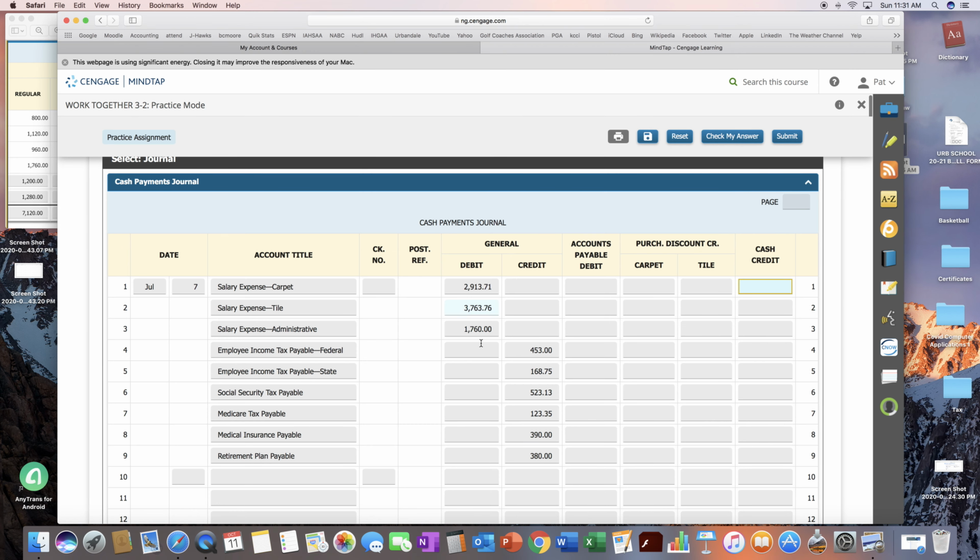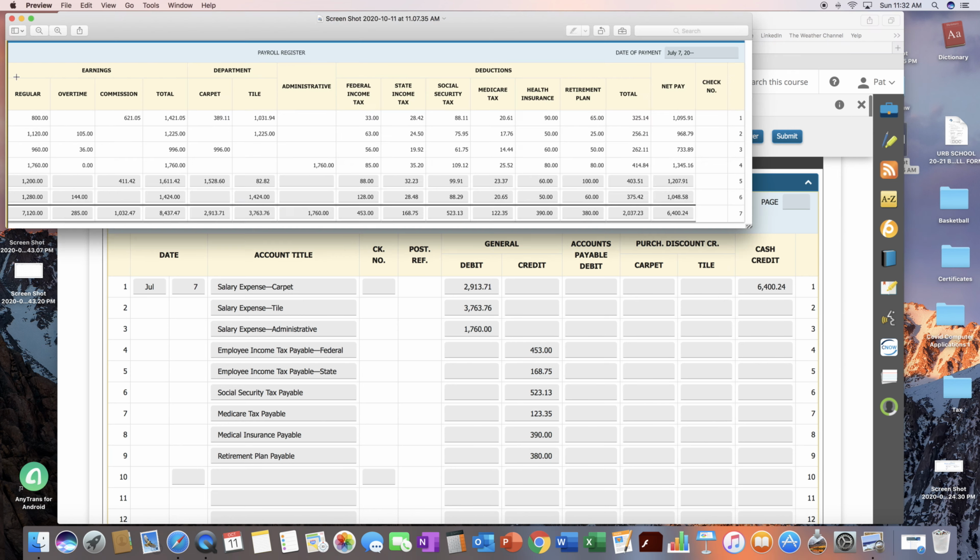And then the difference between debits and credits is going to be a payment. Again, we had salary expense of these amounts, but we deducted these. We want to record those and we want to pay the difference, 6,424. This is net pay. We pay that out, and then the employees can get their check. Okay, so that's transaction one.